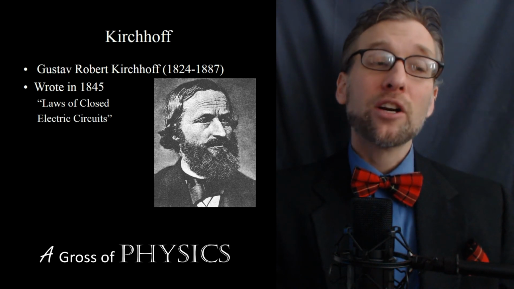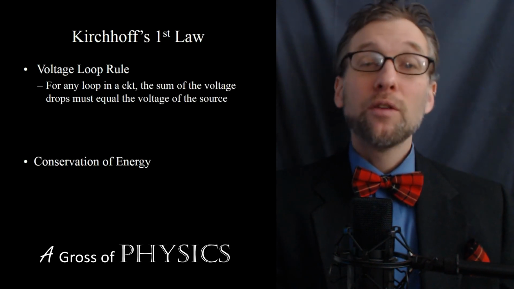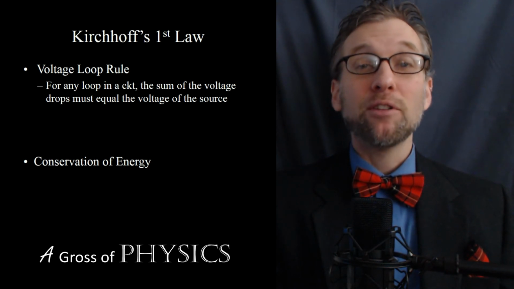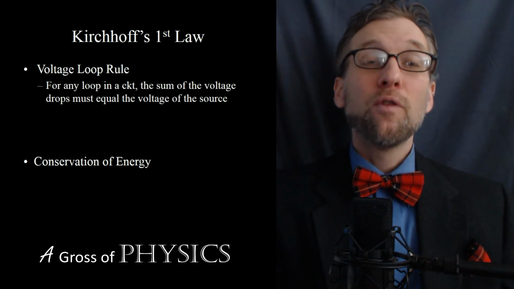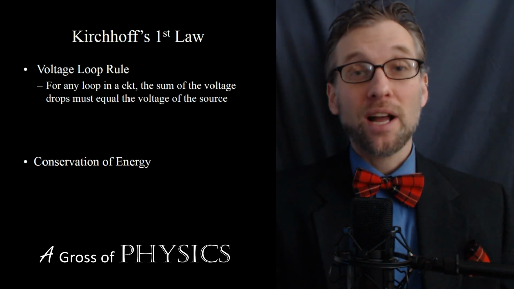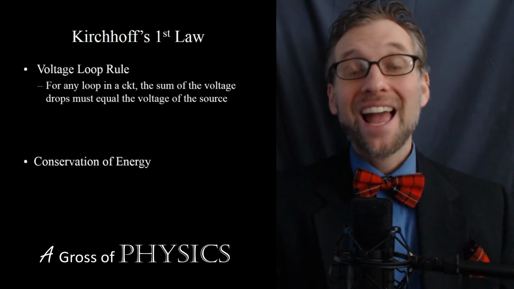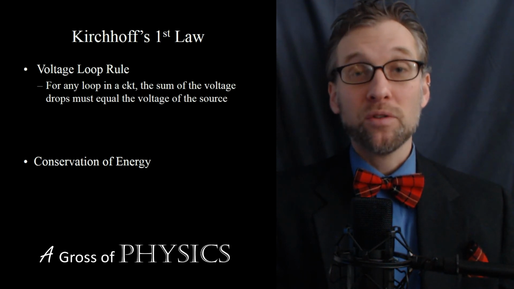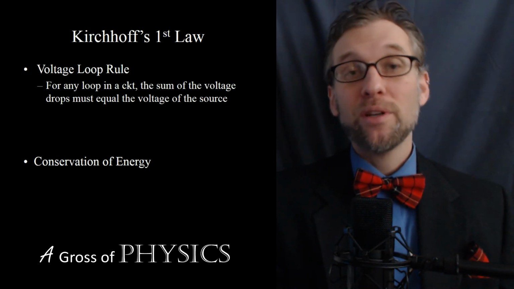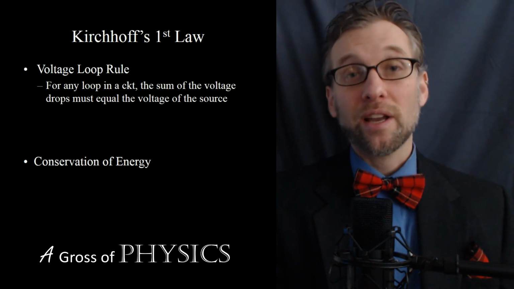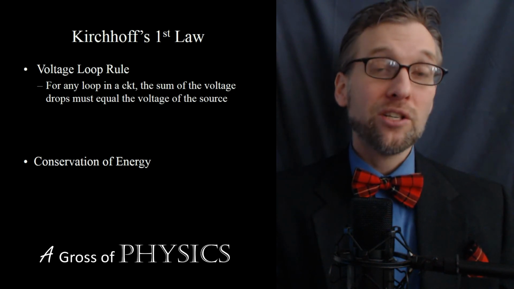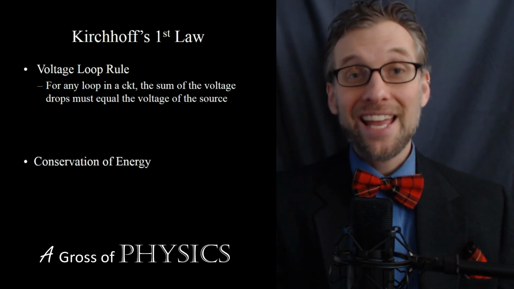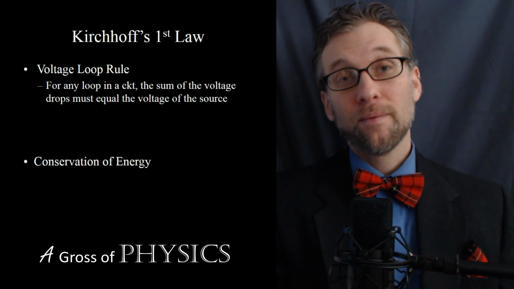Now, we call Kirchhoff's first law the voltage loop rule. What it says is anytime we have a loop in a circuit, the voltage that is gained by the electrons through the power supply has to be used up by the components as the electrons travel through the circuit. We discussed that when we talked about the series circuit. In fact, the equation Vt equals V1 plus V2 plus V3 is Kirchhoff's loop rule.